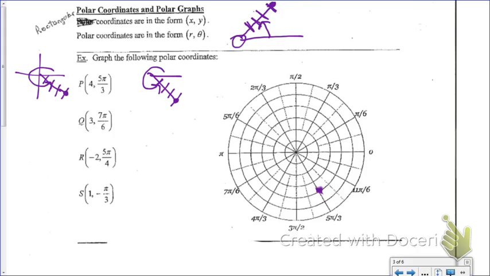Alright, so now if I move on to Q, Q is going to be at the angle 7 pi over 6, which I know is in the third quadrant. And from the center, I'm going out a distance of 3. So there's point Q.